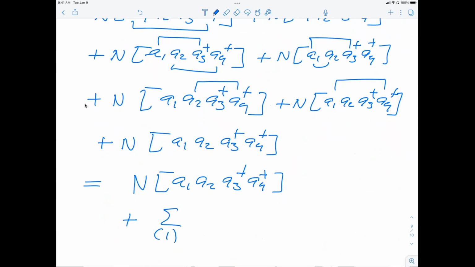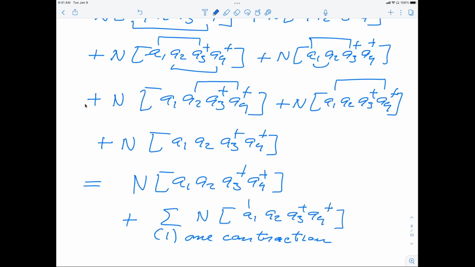where this 1 means that they have a pair of annihilation and creation operators. So I sum over all the possible contractions I can make with a creation and annihilation operator, but just one contraction. So this is one contraction. And now I have A1, A2, A3, A4 dagger, like this, and I'm just indicating that I only have one contraction. So it's the sum of all the 1 possibilities.